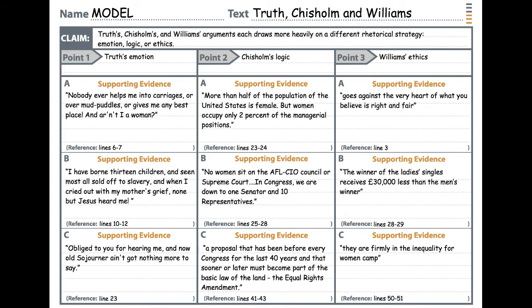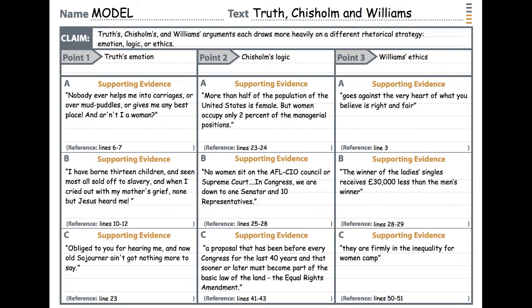For the third piece of evidence, it is a proposal that has been before every Congress for the last 40 years, and that sooner or later must become part of the basic law of the land, is the Equal Rights Amendment. And so again, this quote is simply more logic, since it's a fact that this amendment has been placed in front of many Congresses and they've all turned it down, and that women's rights should be part of the quote-unquote law of the land.